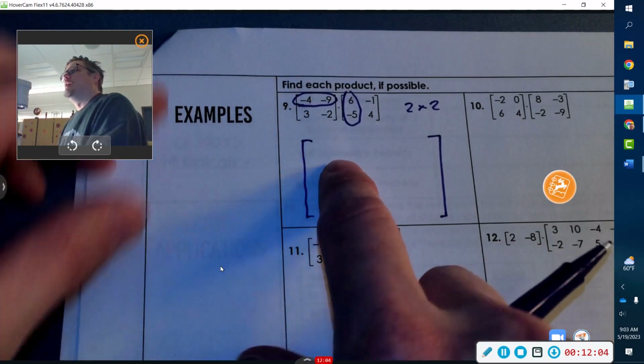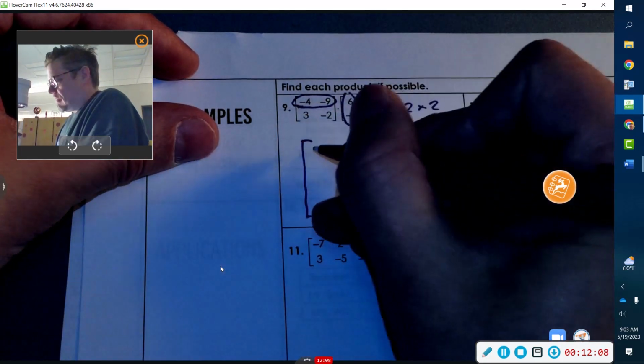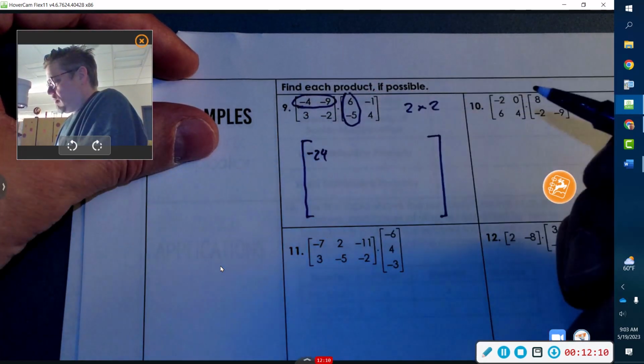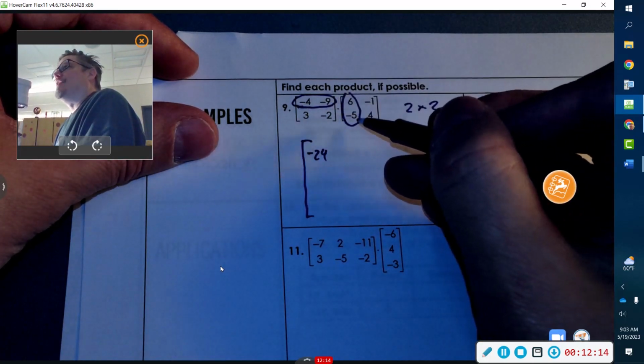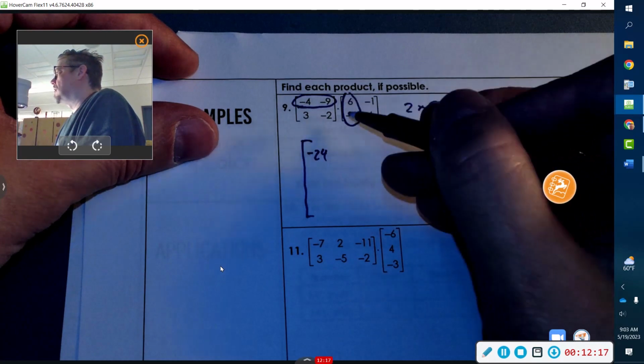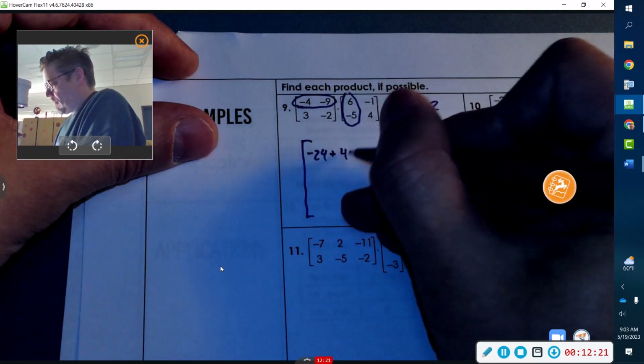So what is negative 4 times 6? That's negative 24. Negative 9 times negative 5 is 45. What do I do with those two numbers? I add them, right. So that's 45.